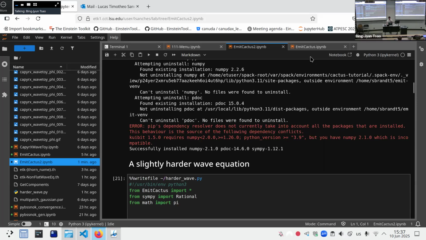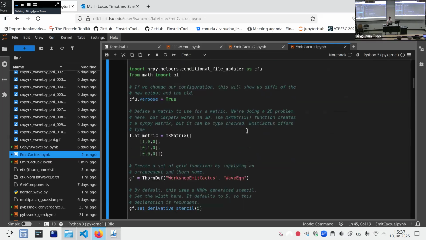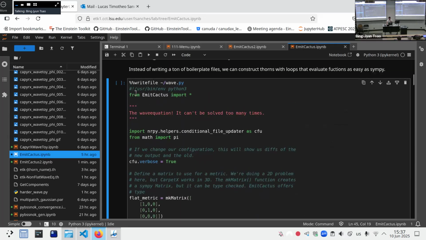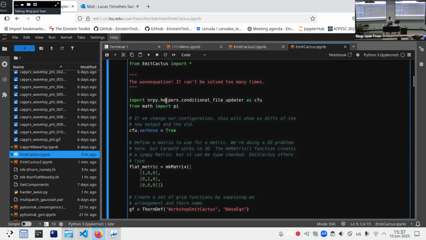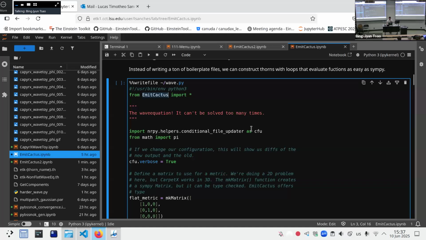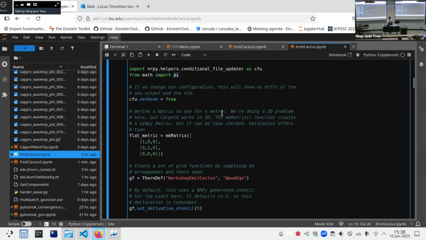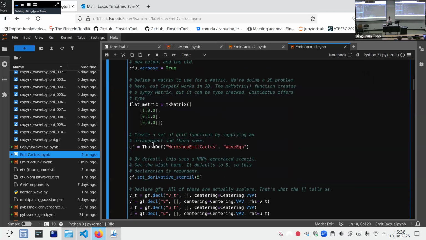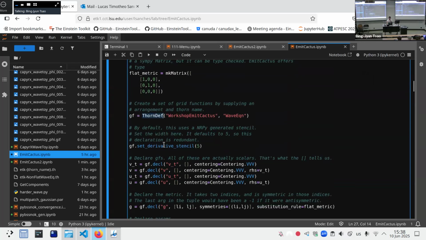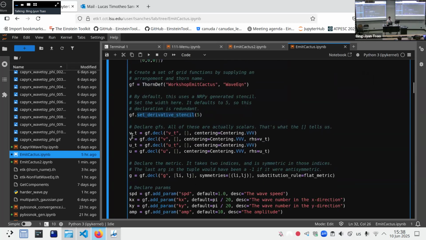Like I said, if you want a reference on where to start, of course, we start by importing the EmitCactus package itself. We may also have to import some definitions. Given that the initial data we're using in this notebook is plane wave initial data, I suggest that we keep using that. That's probably just easier. First steps would be defining our thorns, setting our derivative stencils, and declaring our grid functions.